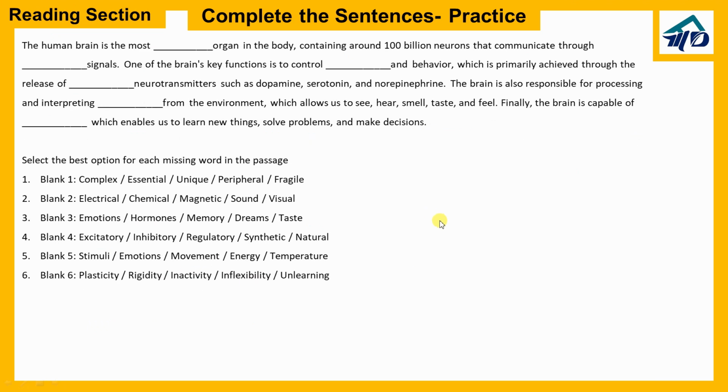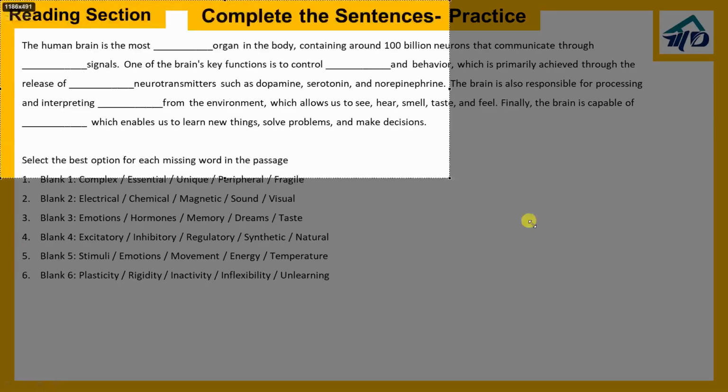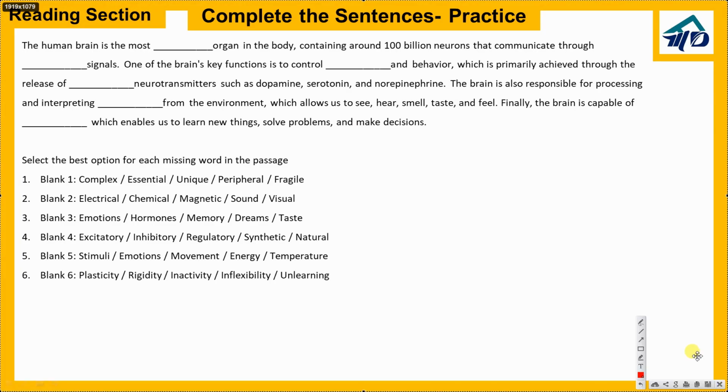Well, this seems to be a little bit complex one because it is a kind of technical one. The brain is the most dash organ in the body. Complex, yes, it can be my answer. Essential, yes. Unique, yes. Peripheral, fragile. I will eliminate these two. I'm left with these three only.